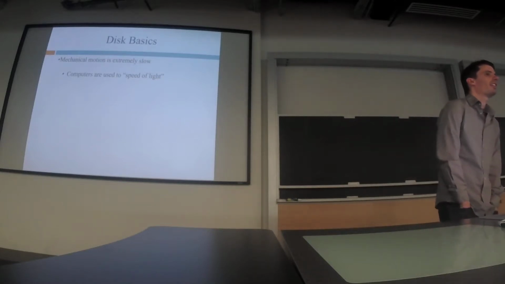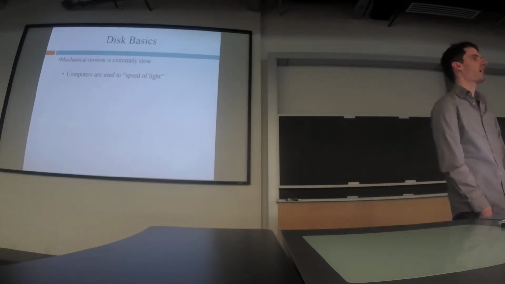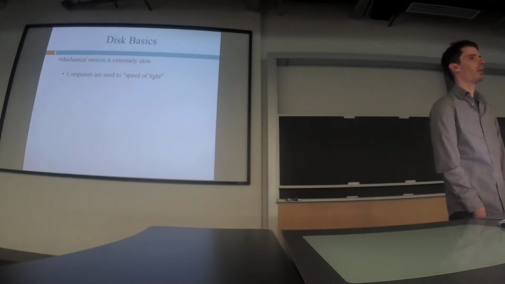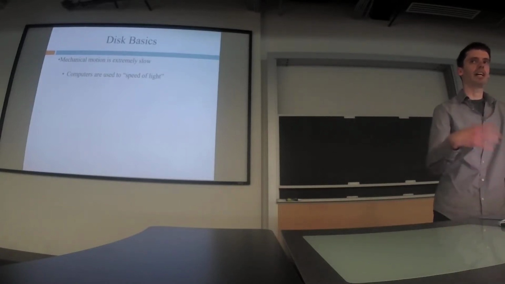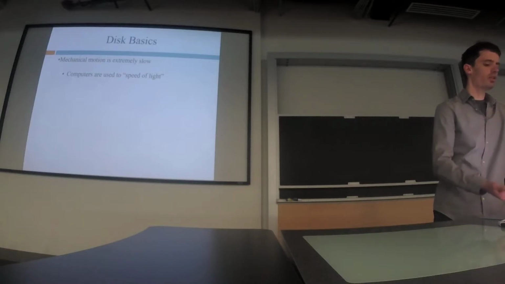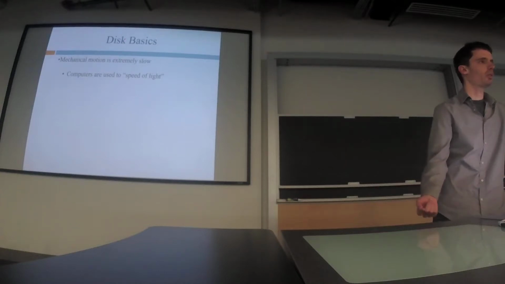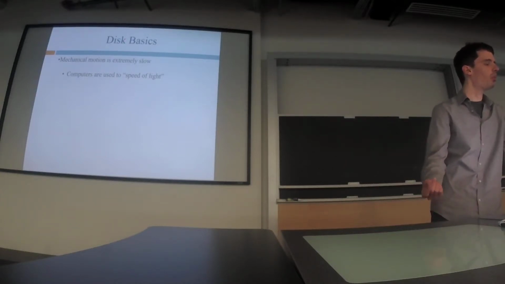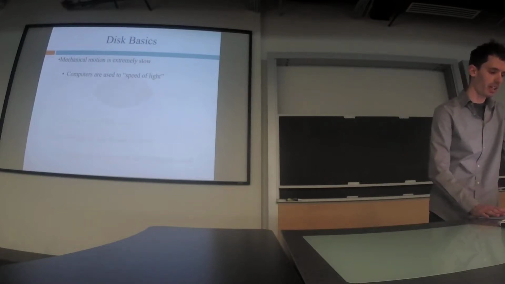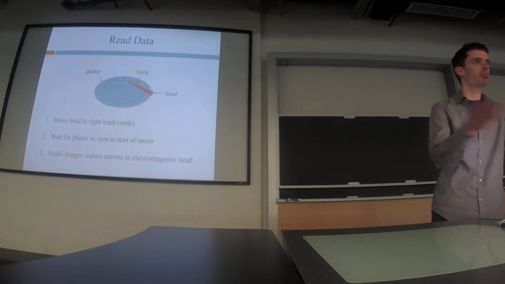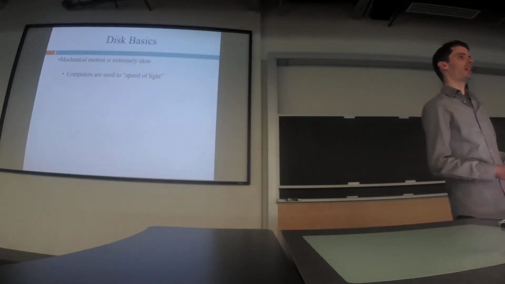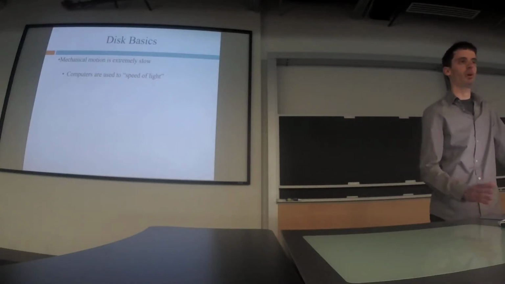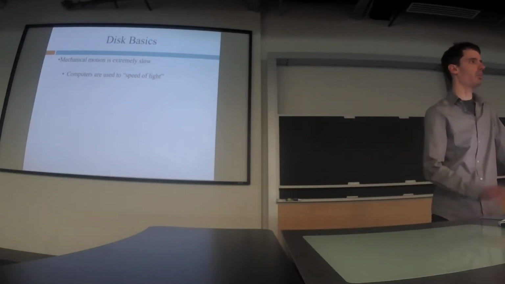Okay, so this is a mechanical device. It actually has moving parts, whereas computers are usually dealing with speed of light sort of things. The electrons flowing through a wire move at almost the speed of light. Now we're dealing with an actual spinning disk and moving the head around, which is way slower than the speed of light. That's what makes disks slow, essentially: the fact that they are a mechanical device.